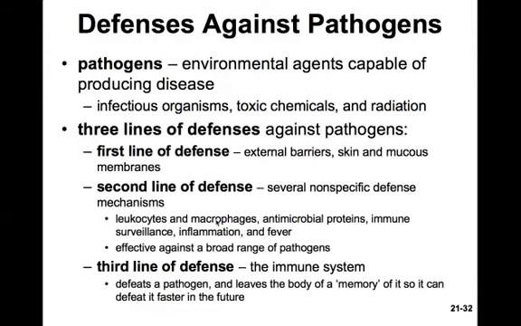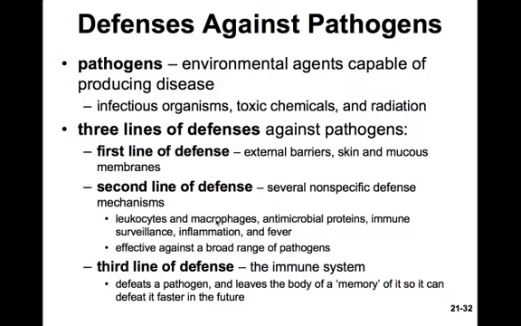So we've covered the details of the lymphatic system. Now let's look into how we defend ourselves against the pathogens that may actually be found in the lymph. The pathogens are environmental agents that are capable of producing disease. These include things like infectious organisms, toxic chemicals, radiation, so snake bites, bacterial infections, or cancers.